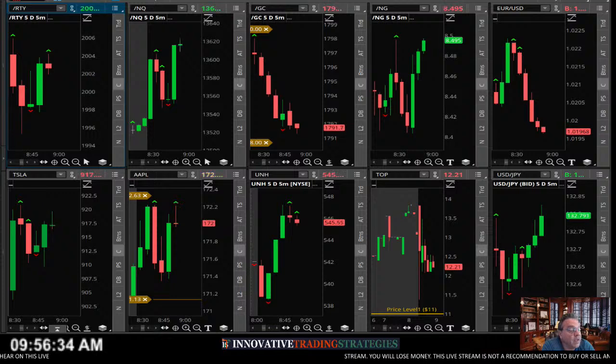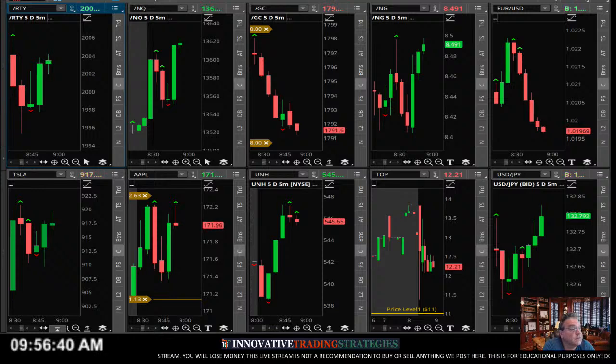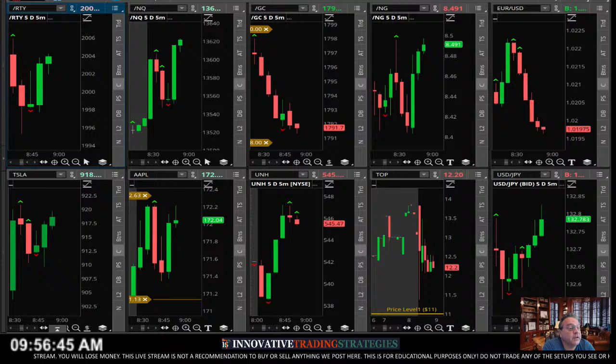Apple's still working its way up. Waiting for TOP to pull back a little bit more. Nothing on Tesla, nothing on UNH. Absolutely nothing on natural gas. Gas is really quiet.